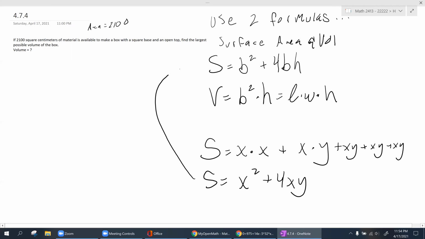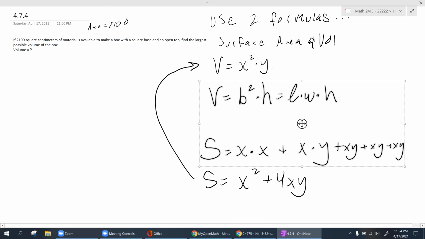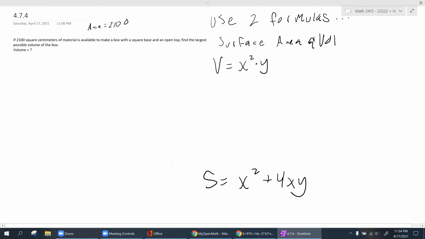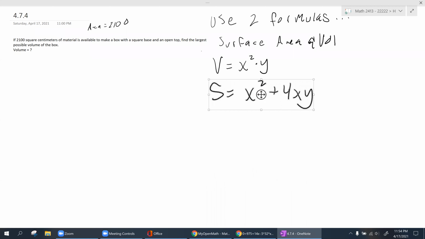Or you may even use this one up here. I also know the volume of a box. It's length times width times height. For this case, it is base times height, or you may even be looking at x squared times y. That's actually what I'm going to want to be dealing with, these in terms of x and y. So in other words, I have these two formulas.